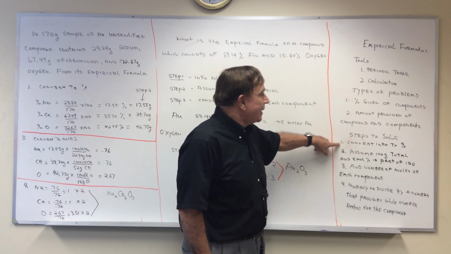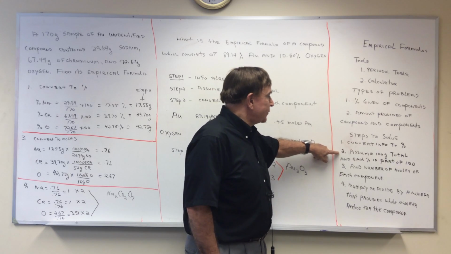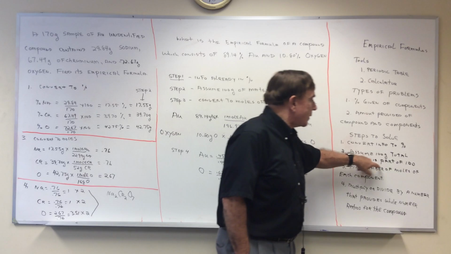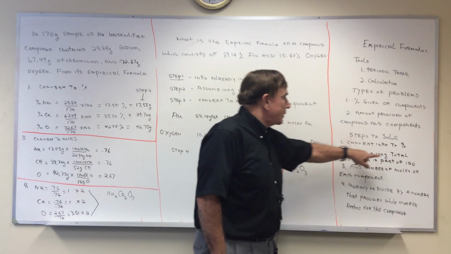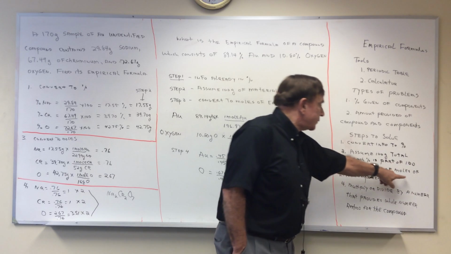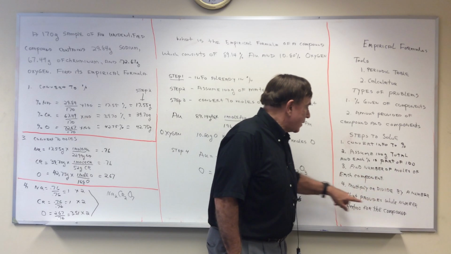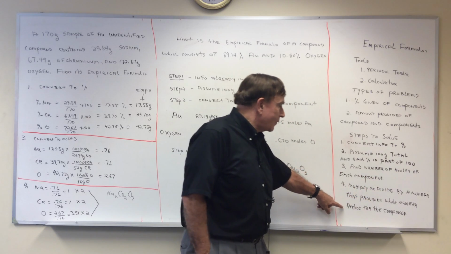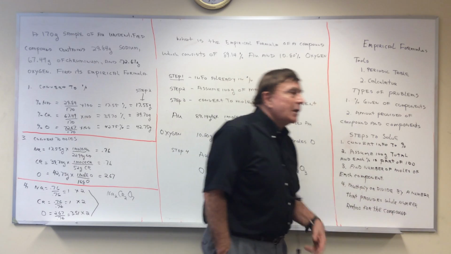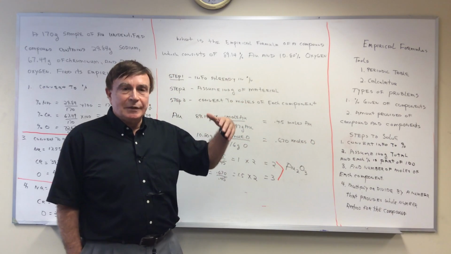First, convert the information to percentage. Second, assume 100 grams total, and each percentage is part of the 100 grams. Third, find the number of moles of each component. Then multiply or divide by a number that provides a whole number ratio for the compound. It's almost easier to show you a problem so you can see what I mean.